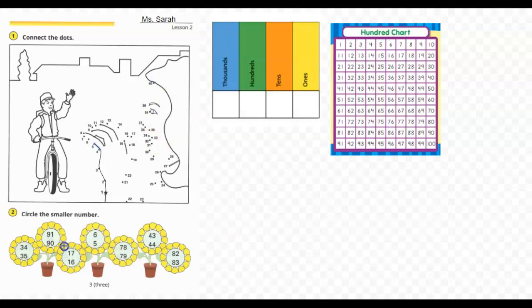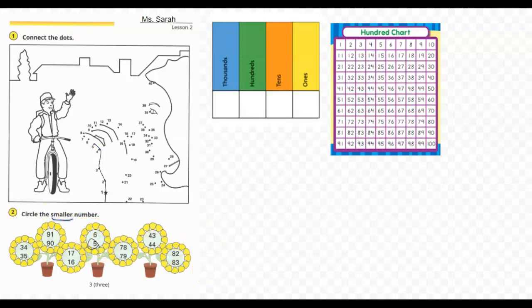Now the next thing we're going to do is come down here. It says circle the smaller number. So last lesson we circled the bigger number. This time we're going to circle the smaller number. Now, we didn't go into a lot of detail about this last time. Some of these flowers are easier than others, right? So if we look at this one, what's bigger, 5 or 6? Well, I'd rather have 6 cookies, not 5. 5 is smaller. So remember, this time it said circle smaller. Right here it says circle smaller. So it's the smaller number. We're going to circle the 5.